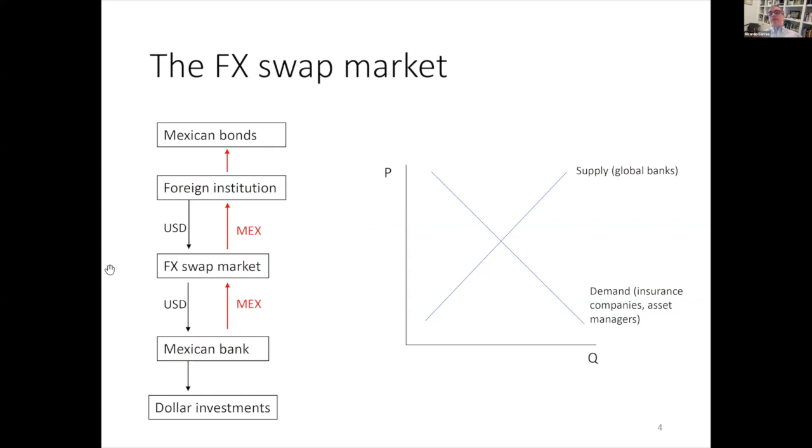And on the other side, you have the Mexican banks. What they want to do is have dollar investments. So they also go to the FX market. They provide Mexican pesos, they get US dollars back, and they invest in those dollar investments. So this is in a nutshell what's going on. And the imbalances on both sides is probably what's driving some of the CIP deviations.